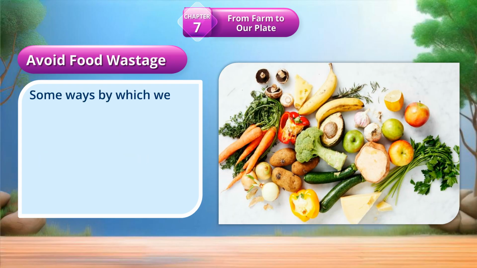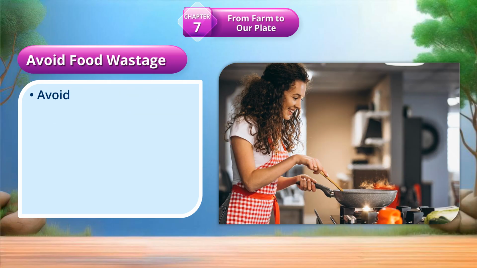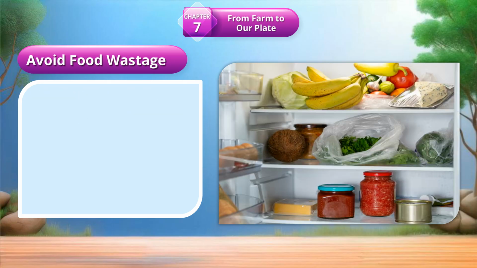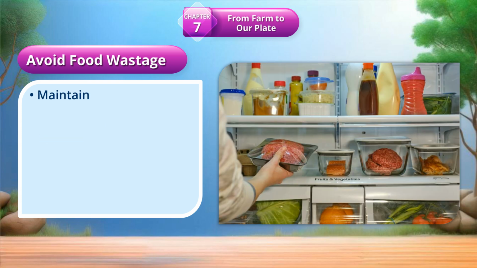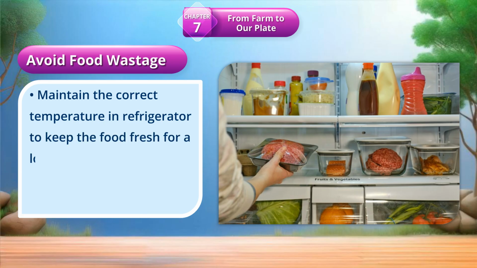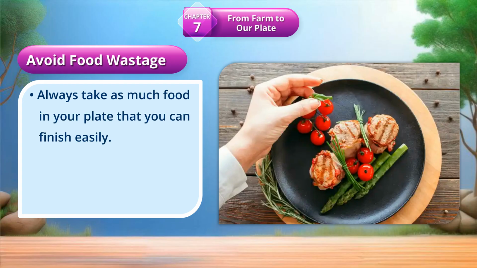Some ways by which we can prevent the wastage of food are: buy food items in the required quantities only. Avoid unnecessary cooking. Keep the leftover food in the refrigerator. Try to reuse the leftover food by making new recipes. Maintain the correct temperature in the refrigerator to keep the food fresh for a longer duration of time. Always take as much food in your plate that you can finish easily.